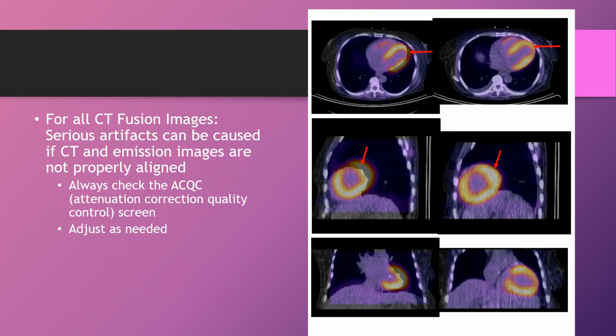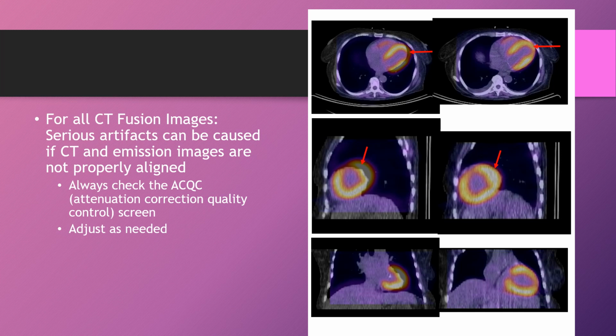For all CT fusion images, serious artifacts can be caused if the CT and emission images are not properly aligned. So I briefly mentioned this earlier. You always want to check the ACQC, or the attenuation correction quality control screen, on your scanner. Depending on the manufacturer, it may be called something different, but it's the screen where you're able to look at the alignment in the images, and then you can adjust that if needed.